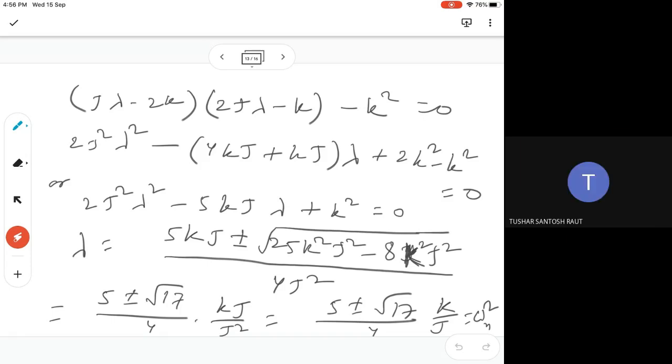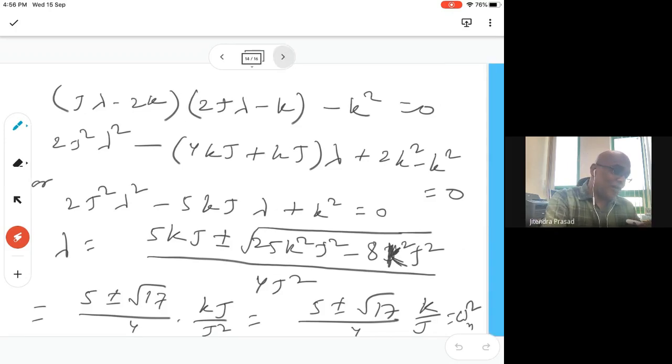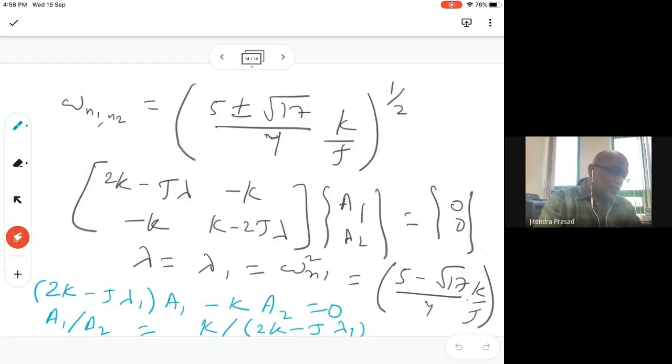Got it? Yes, sir. So let us say lambda 1 is equal to 0.25. Now what are you going to do? You put that lambda, 0.25, here, and then you solve.